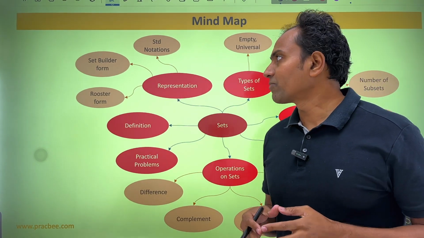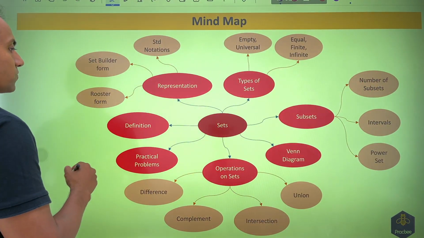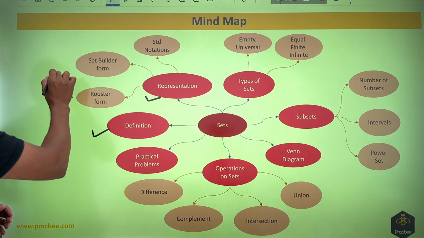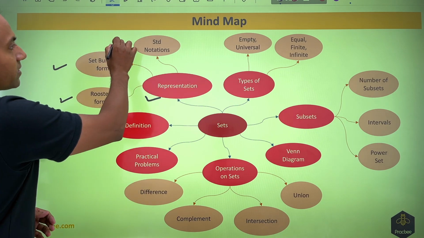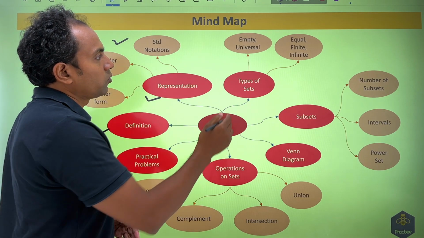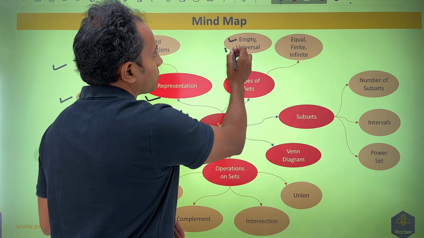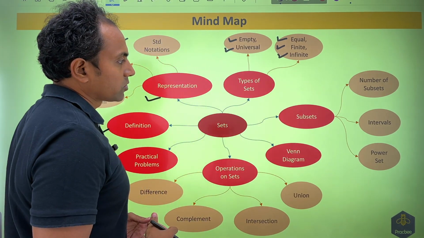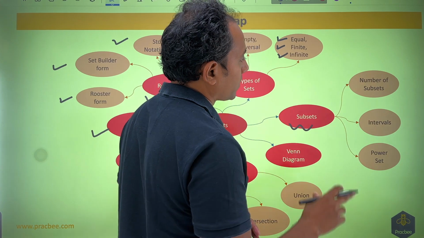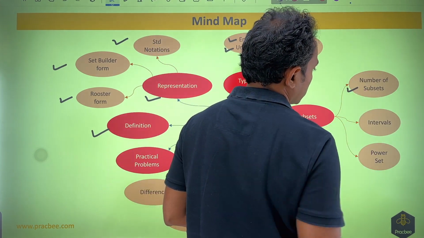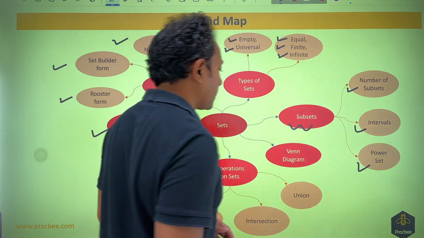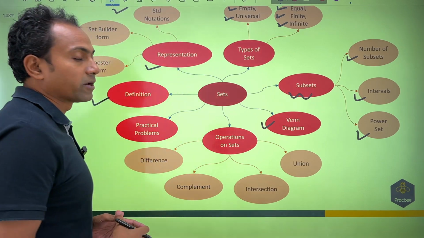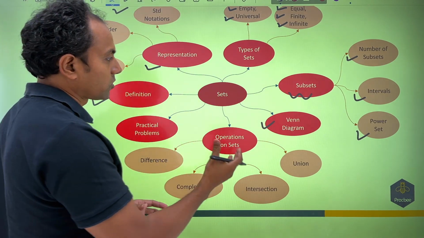Now if I look into the mind map of this topic, you can see that the discussion starts with the definition of sets. Then we move towards representation of sets and learn roster form of representation, set builder form and some standard notation from number theory. Then we move towards types of sets where we look into empty set, universal set, equal set, finite set, infinite set. And then the discussion moves towards subsets wherein we delve into 3 very important areas: number of subsets, intervals and power set. And ultimately the Venn diagram, that is very important to understand the pictorial depiction of a set and solve quantitative problems based on set theory.